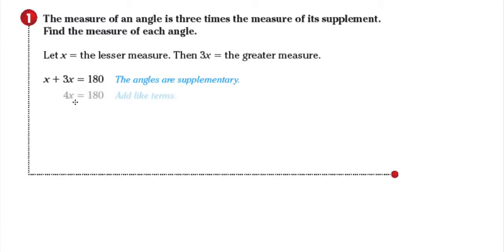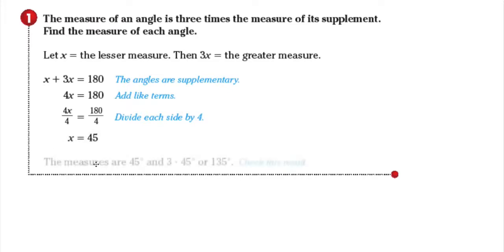So you now have 4x equals 180, adding like terms, dividing both sides by 4 to solve for x, we end up with x equals 45. So the lesser measure is 45 degrees, and the bigger measure is 3 times x, or 135 degrees, and those are supplementary angles.